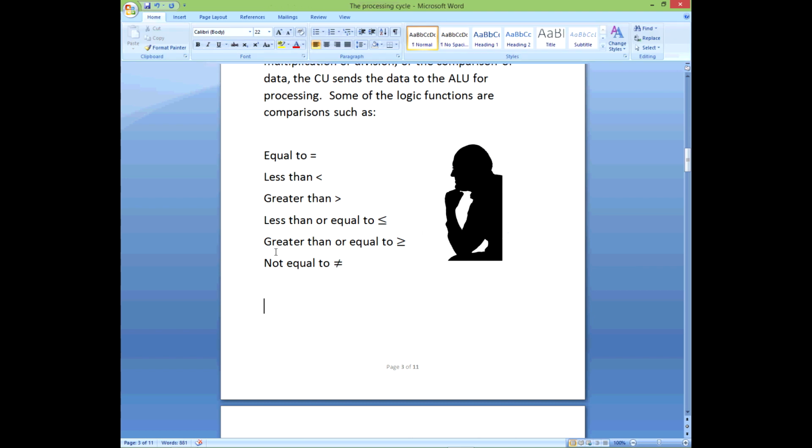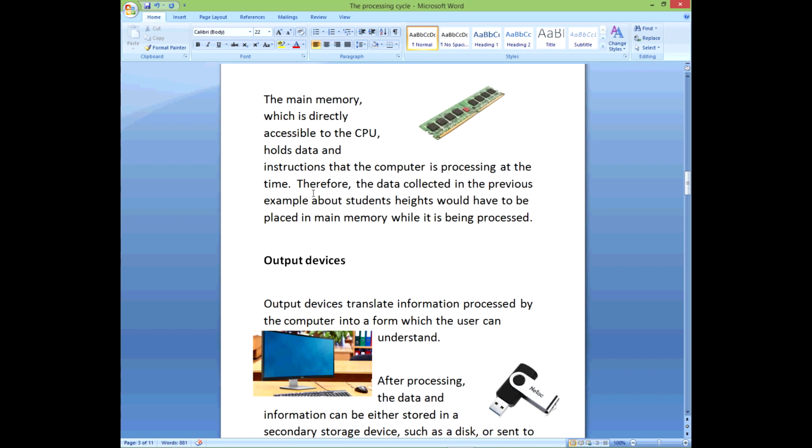These are the functions, the operators, that the ALU will use to carry out its function. So if it's going to compare something, it can compare whether this is less than that, or if this is greater than that, or if this is equal to that, and then based on the calculation, it does the required operation.